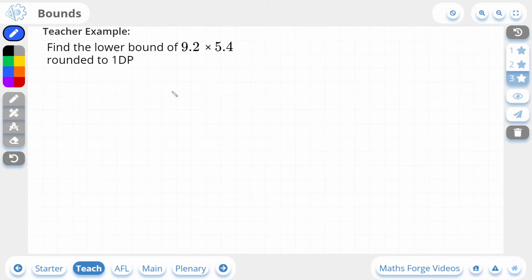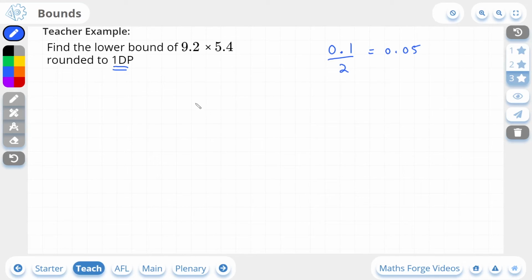We'll do another 3-star example. Here we're being asked to find the lower bound of 9.2 times 5.4, rounded to 1 decimal place. So our base value here is 1 dp, so it's going to be 0.1, and half of our base value is going to be 0.05.